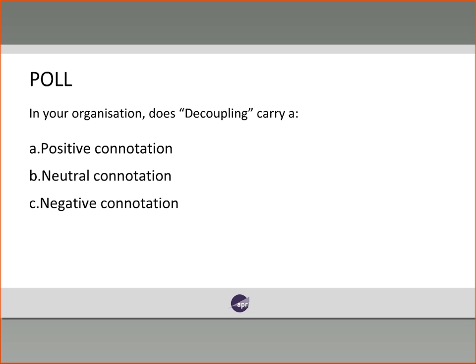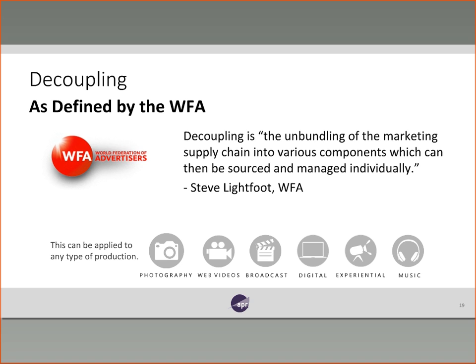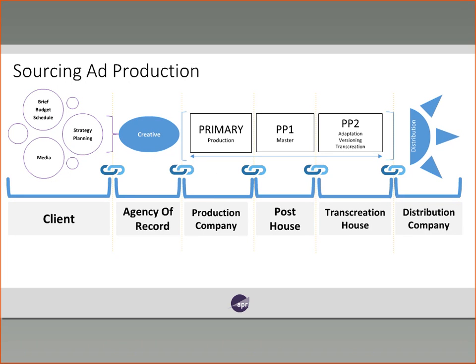So now let's continue on to talk about decoupling and really understand what we are talking about. Decoupling, as defined by the WFA, is the unbundling of the marketing supply chain. So that supply chain that we've just seen is unbundled into various components, which can then be sourced and managed individually. This can be applied to all types of production, so media, web, digital, etc. Looking again at this supply chain, imagine if you took each one of these away from the responsibility of your agency of record, and you sourced it and managed it independently. There's a whole host of challenges with that approach, but that's what it means.